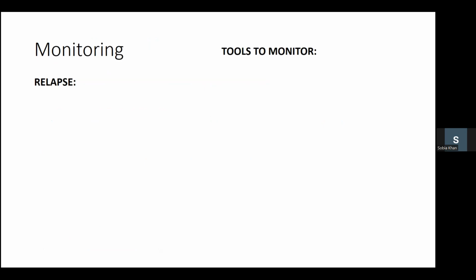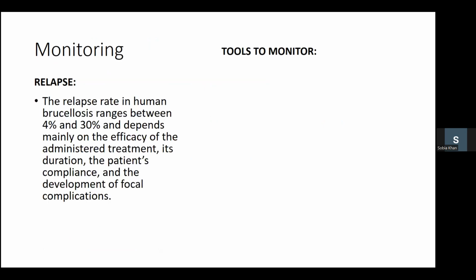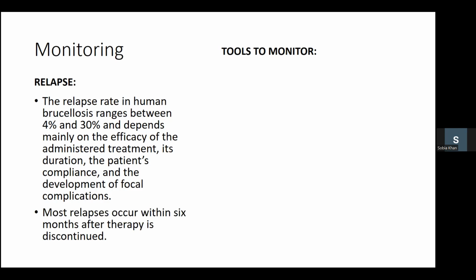Moving on to monitoring. This is very important because of relapse rates. Relapse is defined as a recurrence of symptoms with or without the presence of blood culture positivity. The relapse rates in human brucellosis range between 4% to 30%. Most of them are mainly because of the efficacy of the administered treatment, its duration, or the patient's compliance, because drug resistance in brucellosis is very rare. So that is not the common cause of relapse. And most relapses occur within 6 months after therapy is discontinued.